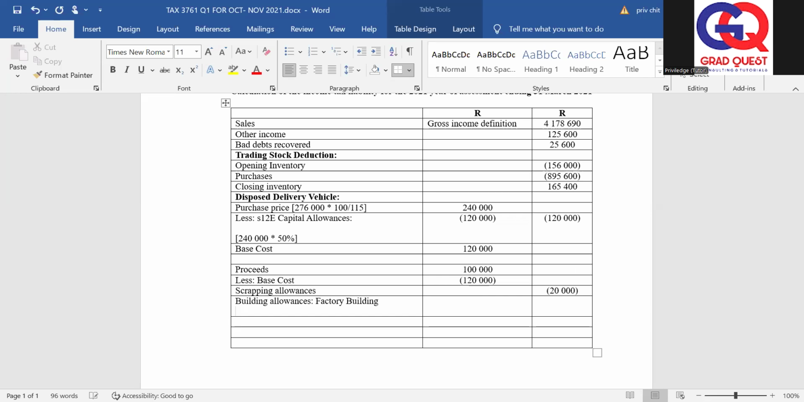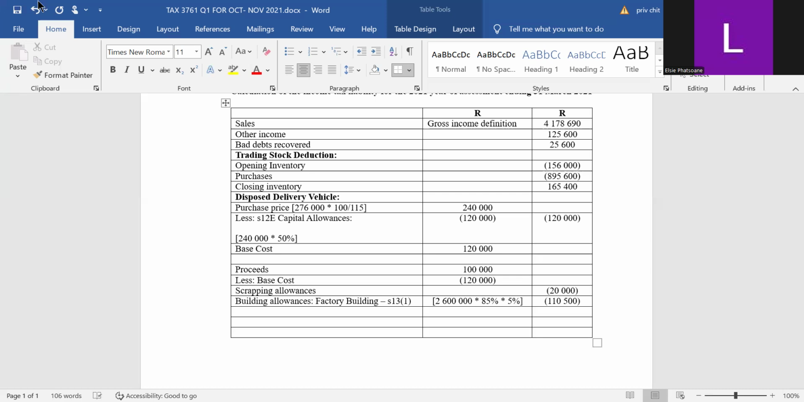So for the factory building, in this case, if you also want to indicate section numbers, it will be section 13, subsection 1, the Income Tax Act. The calculation, as I was showing you earlier, will be 2 million point 6. Is it 2 million point 6 or 2.7? Yeah, 2,600,000. And this entire thing, colleagues, is multiplied by 85%, and then you bring in the 5%, or you can just write it directly as it is, 5%. So when you do the mathematics, how much does it give you? You should get something like 110,500.